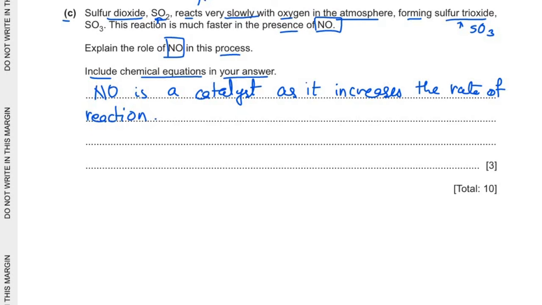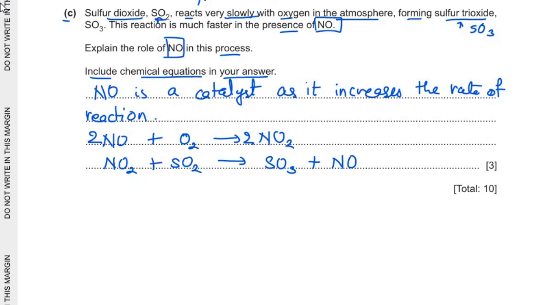So in that case we can write NO reacts with oxygen to form NO2. Now if we balance the equation, we get 2 and 2 here. The NO2 then reacts with the sulfur dioxide to form sulfur trioxide and NO, that is nitrogen monoxide again. So we can say that the NO is regenerated. So we can add that sentence here: the nitrogen monoxide is regenerated, that's why it acts as a catalyst. Now if we specify the catalyst, then we can also write that it is a type of homogeneous catalyst.